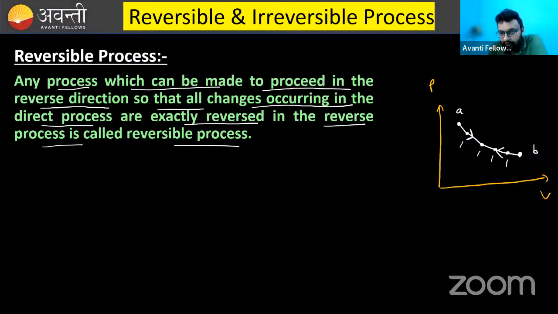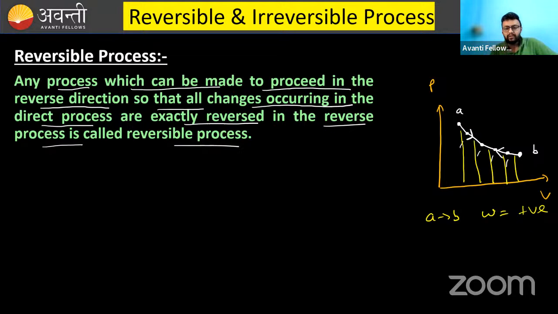Now, one more thing that is to be noted here. During the expansion, work done will be the area under the curve. From A to B, will the work done be positive or negative? Can anyone answer? From A to B, there is expansion, and in expansion work done is positive. That means work is done by the system.